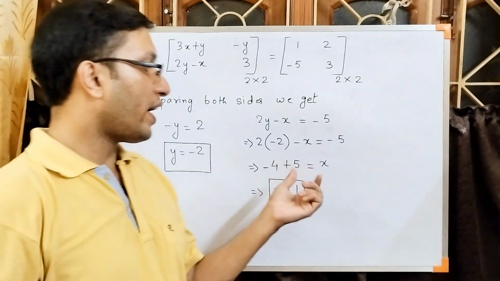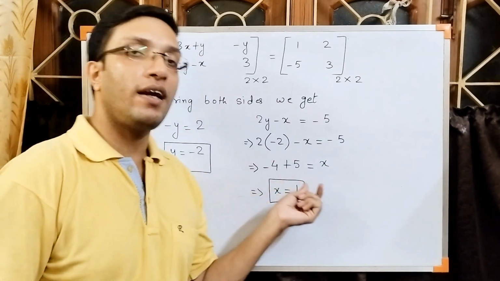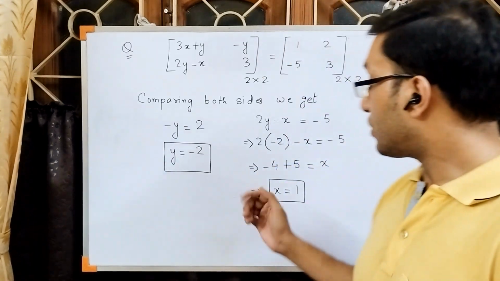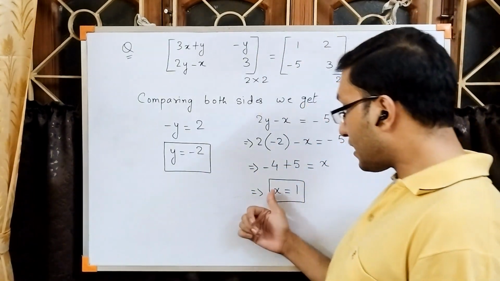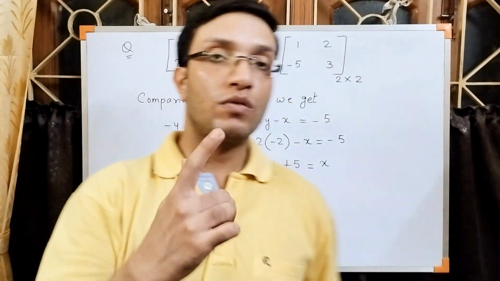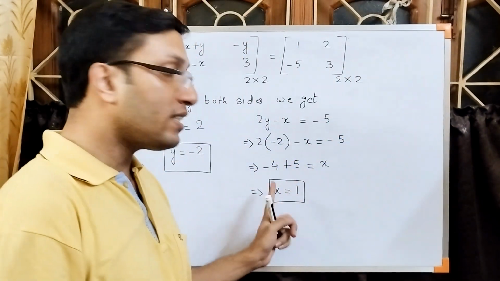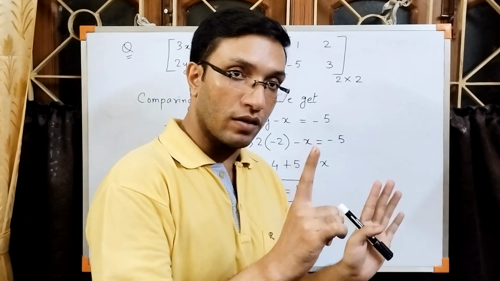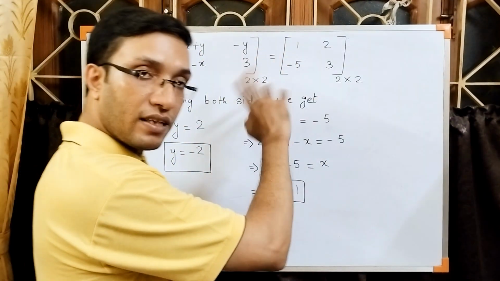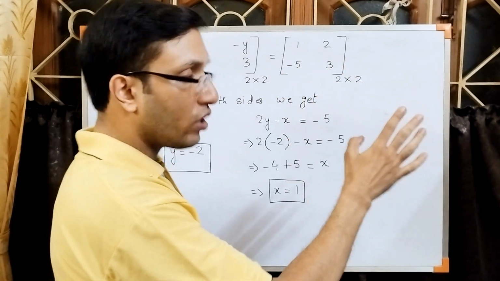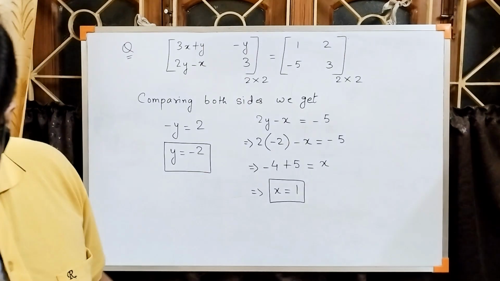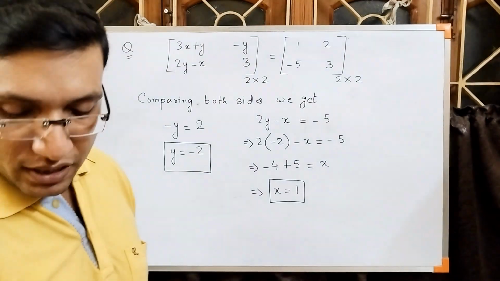Now please avoid the habit of writing 1 is equal to x, because always we write the variable on the left side and the constant on the right side, because the value of x is 1. It is not that the value of 1 is x, because x is a variable whose value can change anytime, but 1 is a constant number whose value is fixed, it is 1. So x is equal to 1. So this is how we compare the two matrices having same order, and we find out the value of the variables. Now let us see matrix addition.